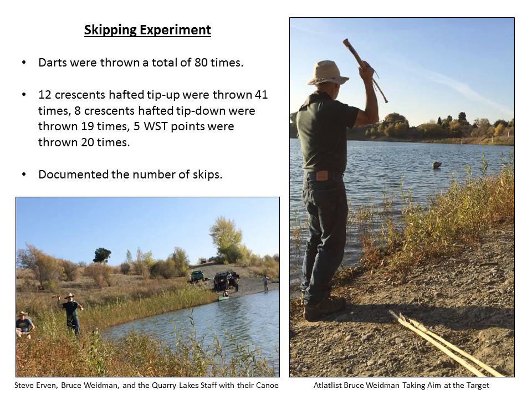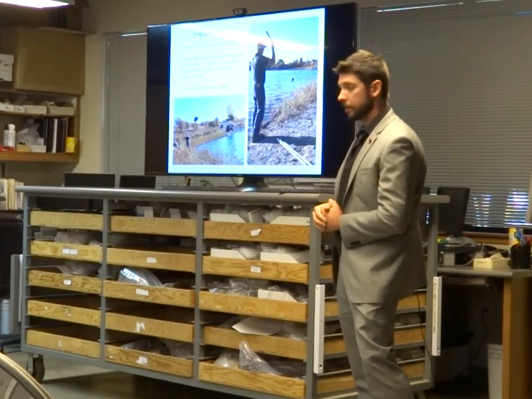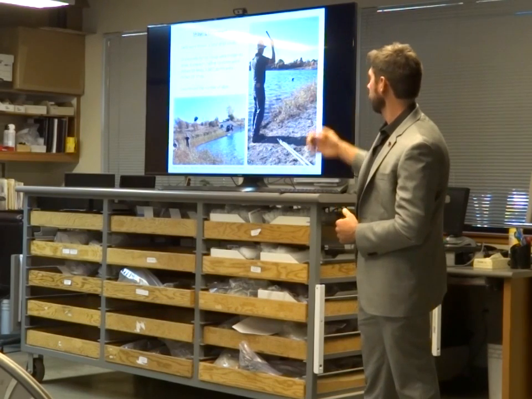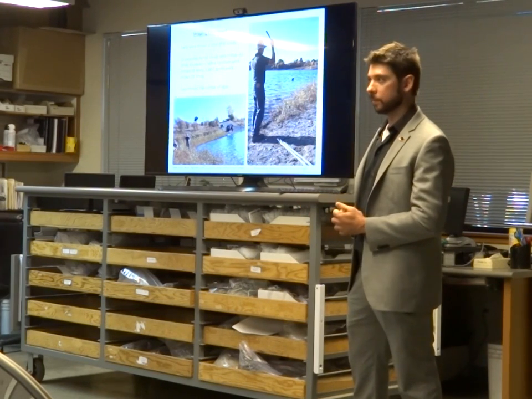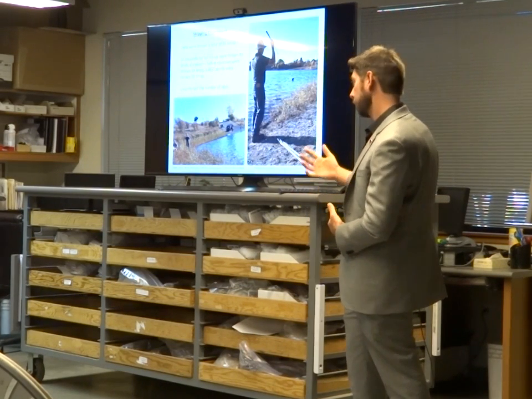So for the skipping experiment, I was trying to see if they would skip more frequently than western stem points. Darts were thrown a total of 80 times, including 12 crescents tip up 41 times, 8 crescents tip down 19 times, and 5 western stem points 20 times. And then I stood with the video camera by the target to document the number of skips. Again, I would have liked a larger sample, but when it comes to experimental archaeology, you always want more time, and you're limited by other people and the time of day.